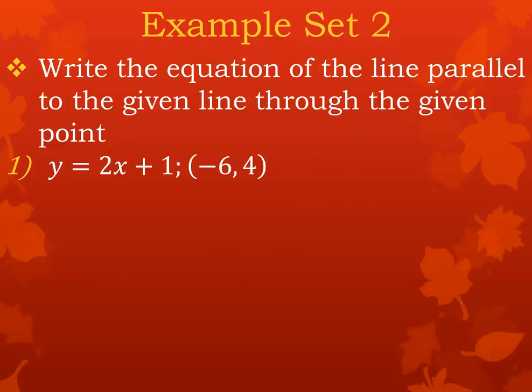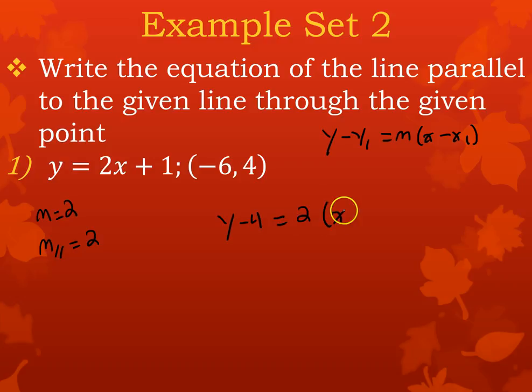Okay, so let's use this now to write an equation of a line that's parallel to this given line. So, I need to identify my slope of the line, which is 2, meaning my parallel line is also 2. And now I take my slope and the point, and I'm going to plug it back into my point-slope form. Then solve the equation for y. So it's y minus 4 equals 2 times x plus 6. Minus and negative becomes plus, that's why it's plus there.